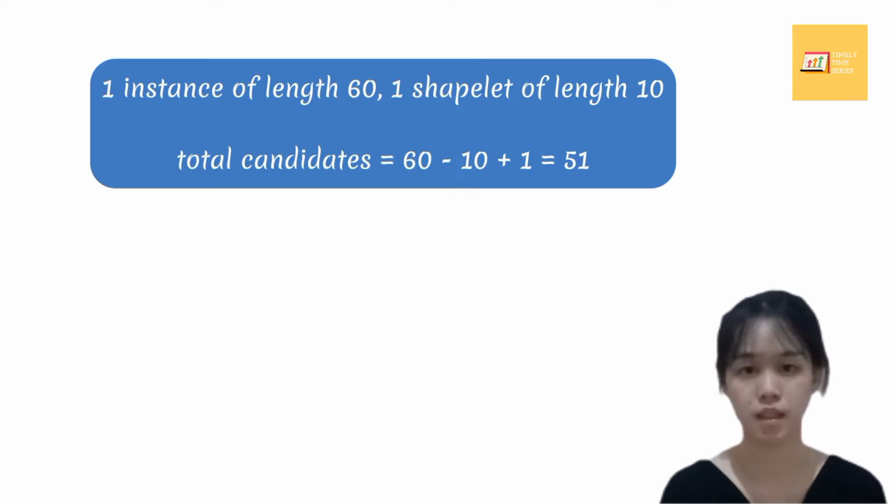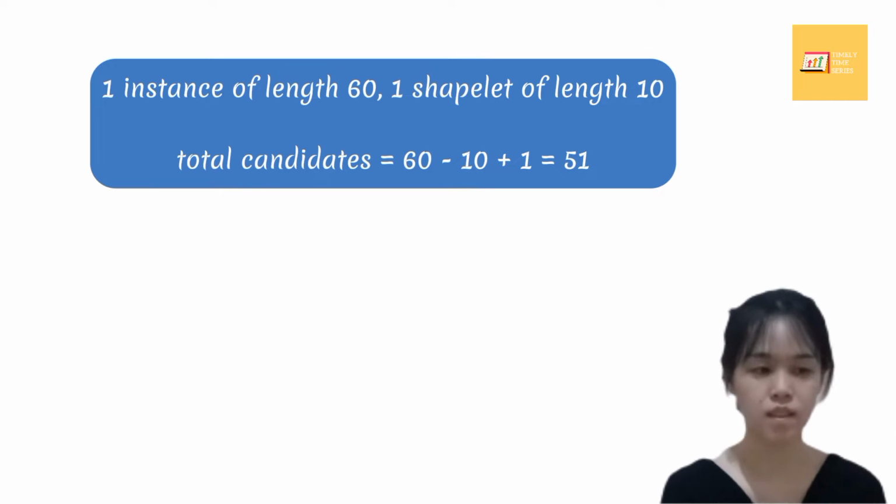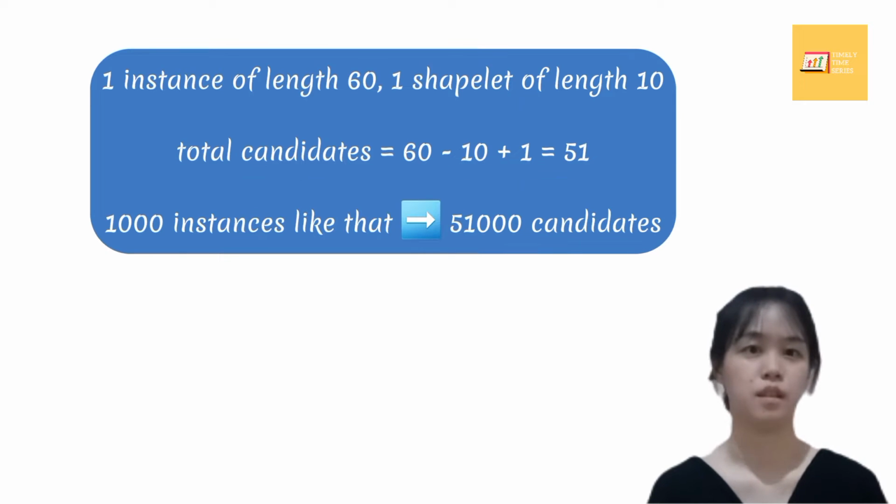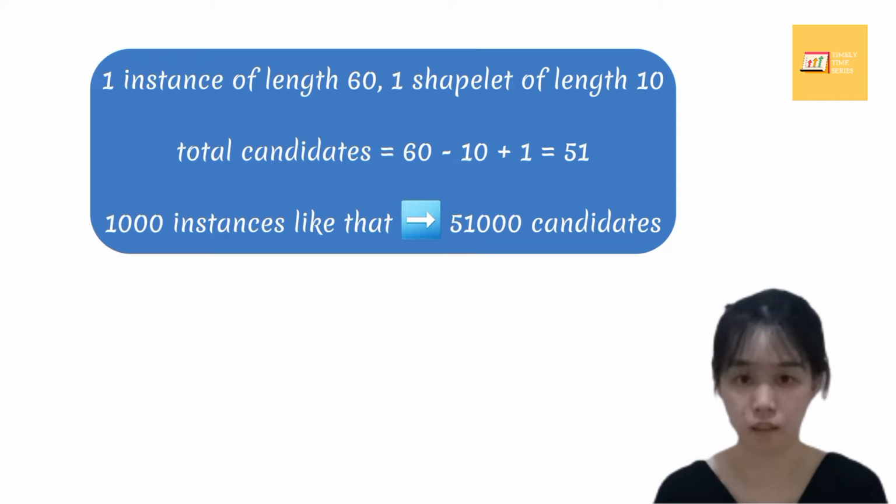So anyway, we have seen the generating candidate process and measuring the distance process, and that's only for one size of shapelet, one shapelet actually, and one instance only. So if we see from the instance, we have only one instance, and one instance could generate 51 candidates. Imagine if we have 1,000 instances in our dataset, then we would have 51,000 candidates to be considered.